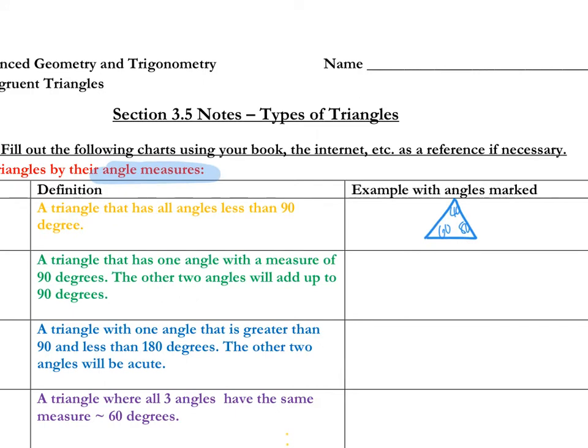Okay. A right triangle is a triangle that has one angle with a measure of 90 degrees. And that actually means its other two angles are going to be acute. So both of these will be acute. Think about why. The two have to add up to 90. So in order to add up to 90, they both need to be less than 90.